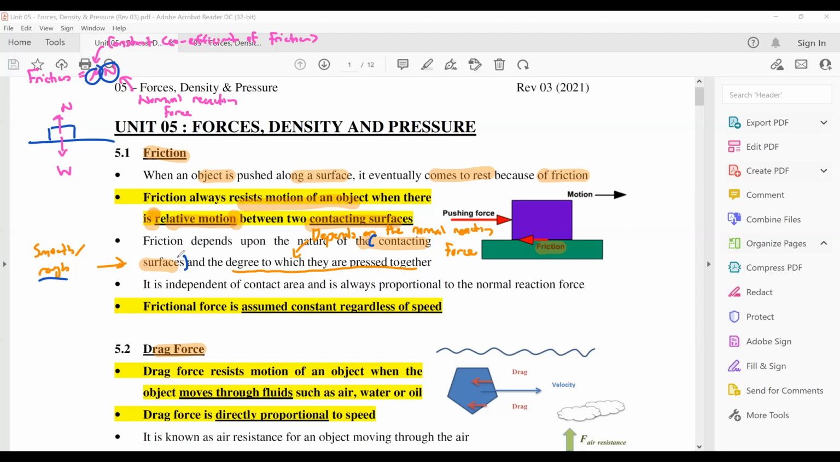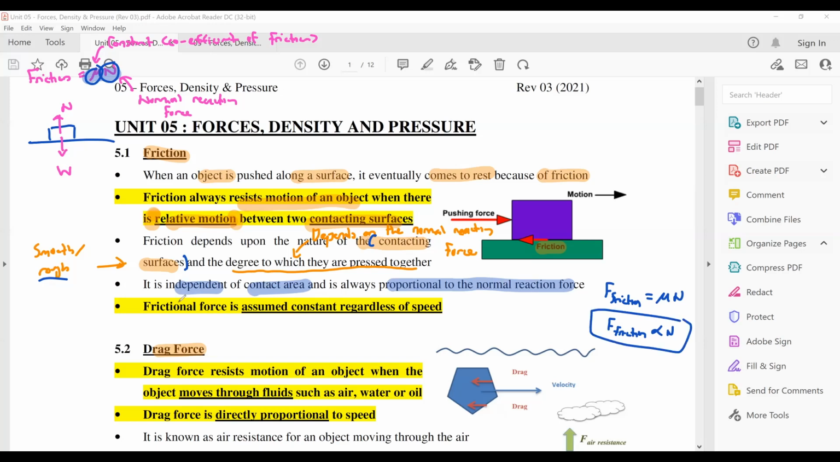So friction depends on the nature of the contacting surface and the degree to which they are pressed together. It is independent of your contact area and is always proportional to the normal reaction force, like what I just mentioned to you just now. Because F friction is equal to mu N. So F friction is proportional to N.